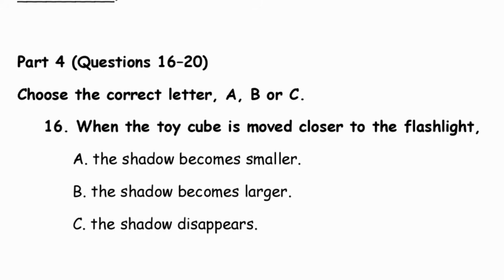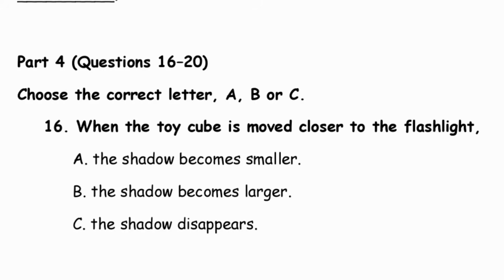We've learned that the position of the sun changes the length of a shadow. Now let's investigate what happens when we use a flashlight instead. On the table, I have a flashlight, a toy cube, and a white screen. First, I'll place the toy cube about 1 meter away from the flashlight. Can everyone see the shadow? Yes. Now I'd like you to make a prediction. What do you think will happen if I move the toy cube closer to the flashlight?